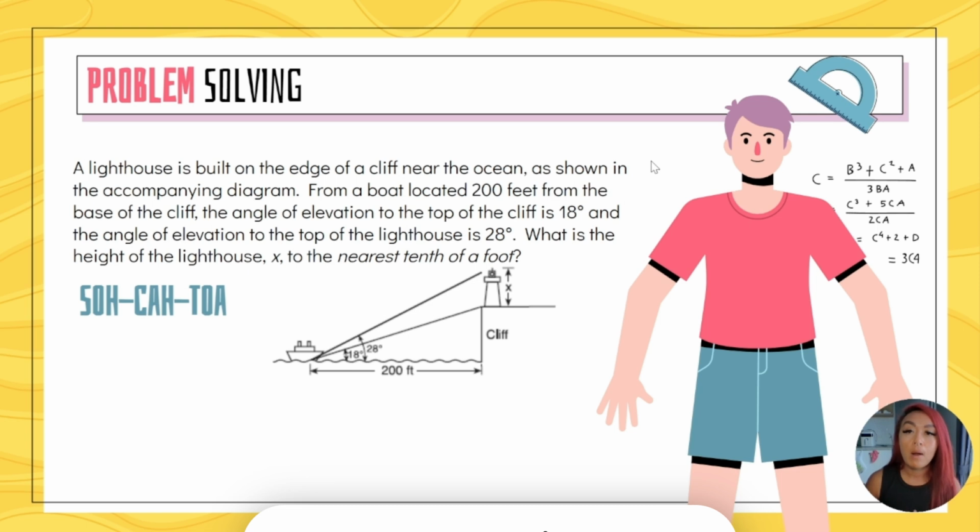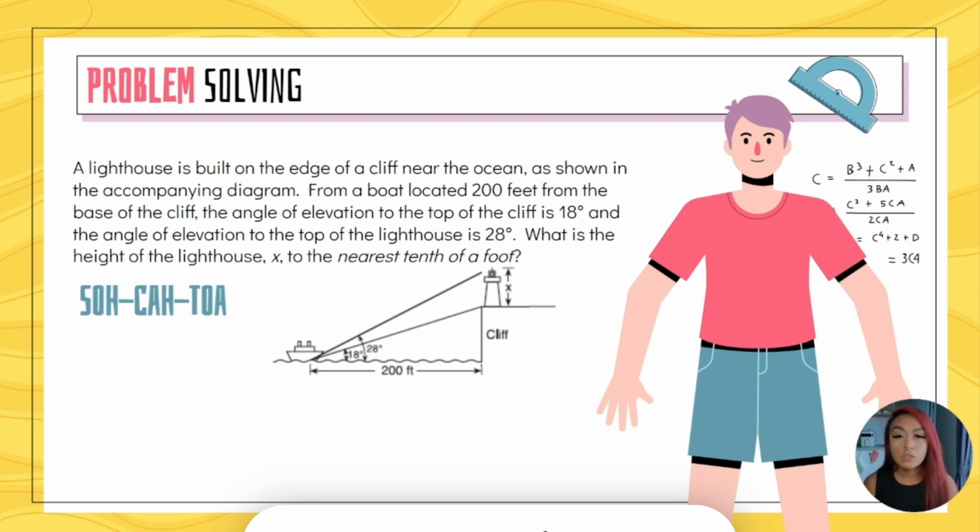Now let's take a look at a problem-solving question. This is definitely the type of question that I encourage you to use the 3 reads protocol because it's a very multi-step problem. So let's have a look. A lighthouse is built on the edge of a cliff near the ocean, as shown in the accompanying diagram. From a boat located 200 feet from the base of the cliff, the angle of elevation to the top of the cliff is 18 degrees, and the angle of elevation to the top of the lighthouse is 28 degrees. What is the height of the lighthouse X to the nearest tenth of a foot?